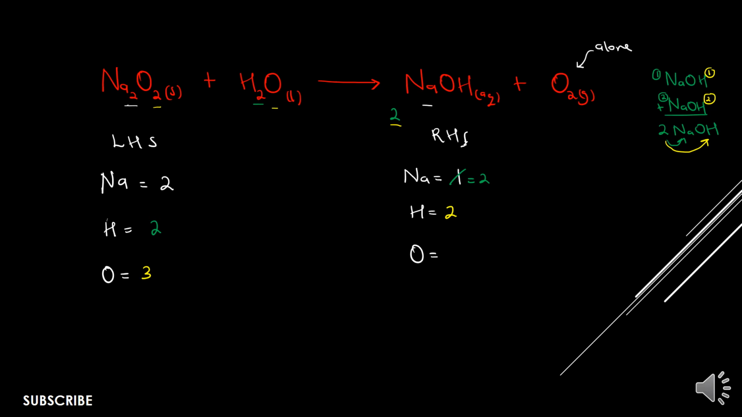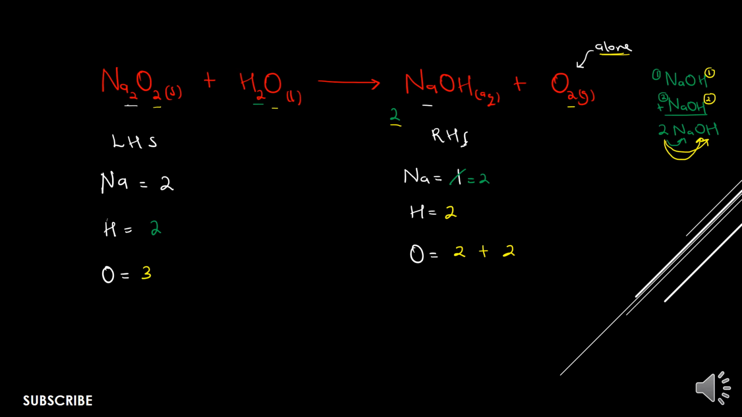When we come to our right hand side, we have the 2 atoms of oxygen from sodium hydroxide plus the 2 atoms of oxygen from oxygen. So now here I have a total of 4, but I would like it to be 3. Because I want to balance this oxygen last, I'll have to find a way of making this one 3. So how is that possible?